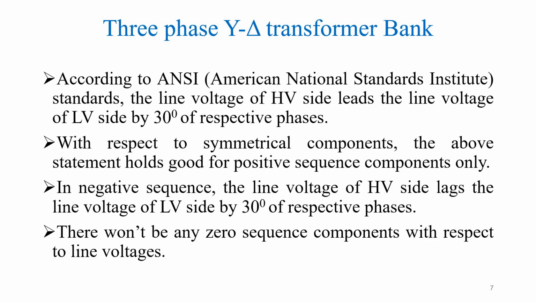According to the American National Standards Institute, the line voltage of the HV side leads the line voltage of the LV side by 30 degrees of the respective phases. Before this institute was established, they used to design with a different star delta transformer phase shift. So 90 degrees, 30 degrees, or different phase shifts they used to design. Once this institute proposed the phase shift between the star delta transformer bank, we have considered this as a standard phase shift between star and delta. And now the design of the star delta transformer is coming up with the phase shift of 30 degrees only.